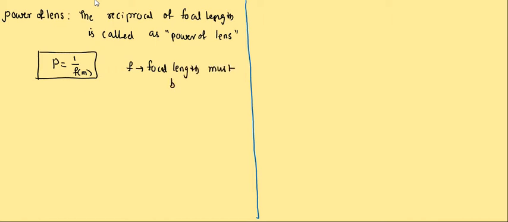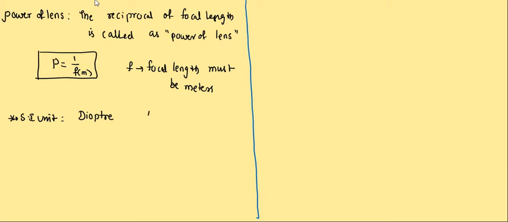Must be in meters. This is the condition. And now the power is nothing but 1 by f. Then we have to write here the SI unit of the power. What is the SI unit of the power? Power SI unit is diopter.